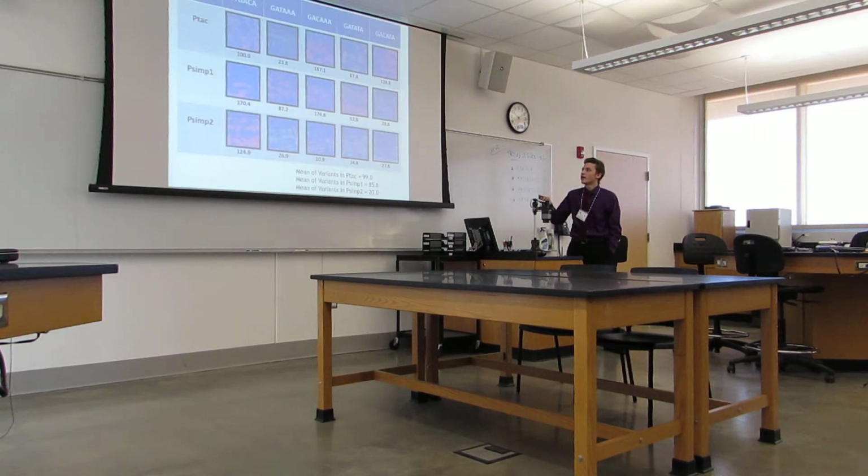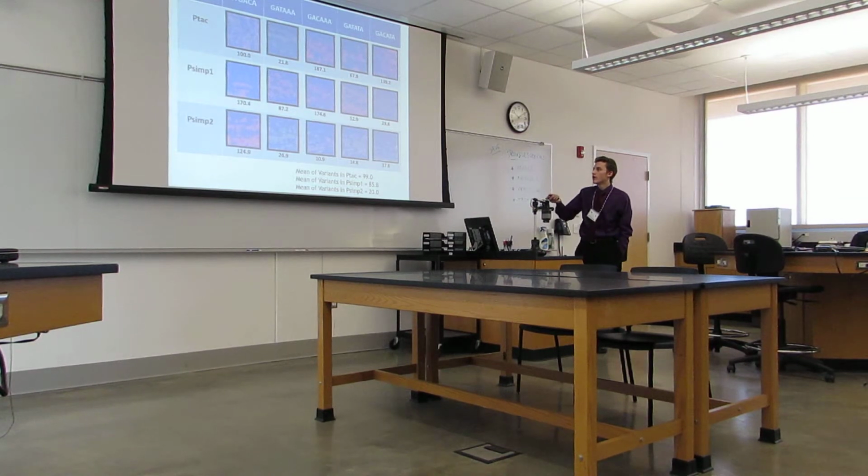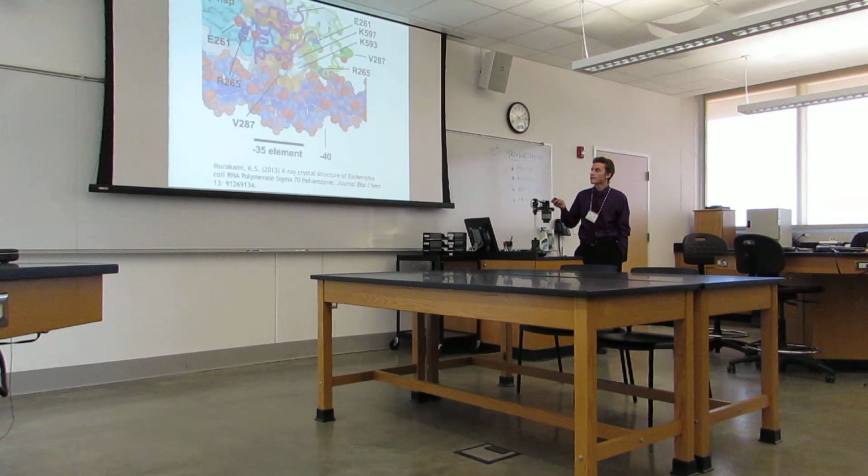And then I inserted my 4 variants into both pSym1 and pSym2, as well as the published consensus, and I created this table out of that data. You can see that in pSym1, my 4 variants function similarly to what they did in PTAC, but in pSym2, there was a decrease in efficiency of my variants. The mean of my variants in PTAC, again, was 99, but the mean in pSym1 was 85.8, and the mean in pSym2 was only 20.